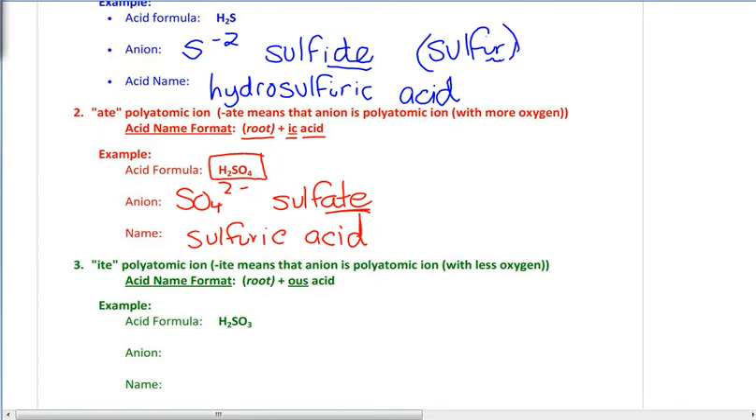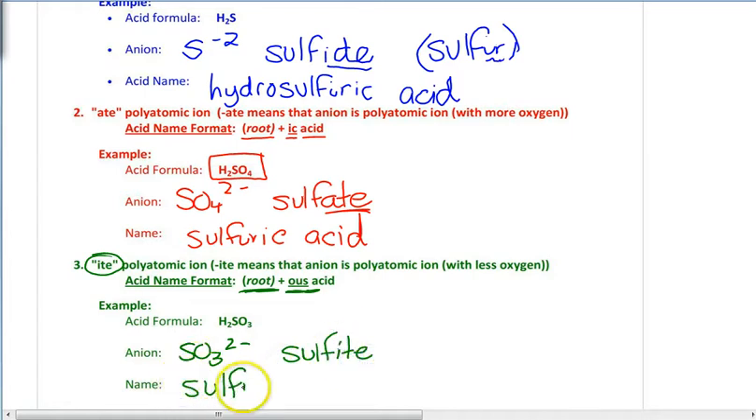Okay, third and final naming system for acids is if you have a polyatomic ion that ends in "ite." So for those, you'll take the root of the polyatomic ion's name and put -ous acid on the end. So an example of this would be the SO3 2- ion, which is sulfite. The name of this acid would be sulfurous acid.